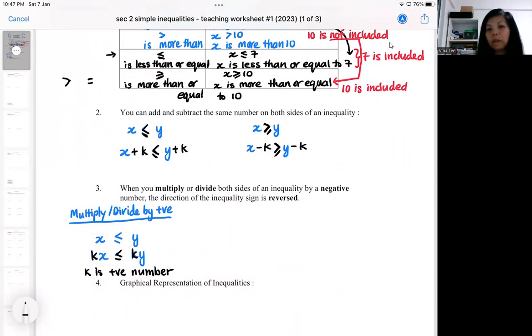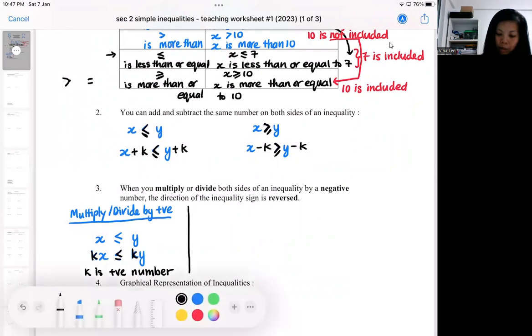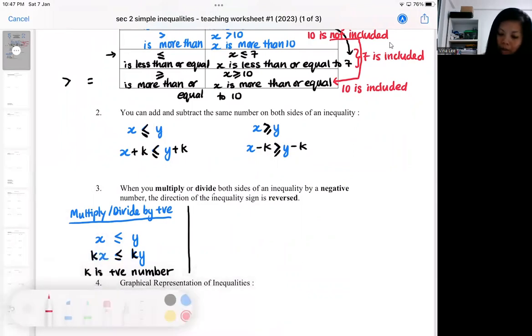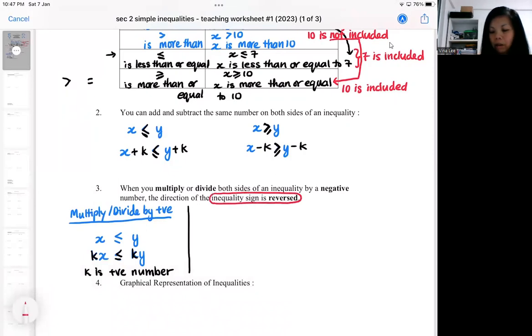Okay, so if you divide by a positive number, the sign also doesn't change. So you're not going to reverse. This is the part for you to take note. You need to take note when the inequality sign will be reversed. So what is the meaning of reverse? Reverse means from here, it changed to here. From here, it changed to here. From here, it changed to the opposite direction. So reverse means it changed to the opposite direction.